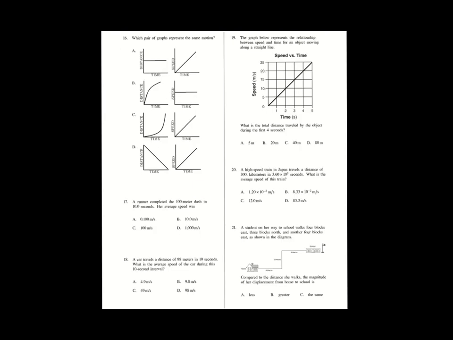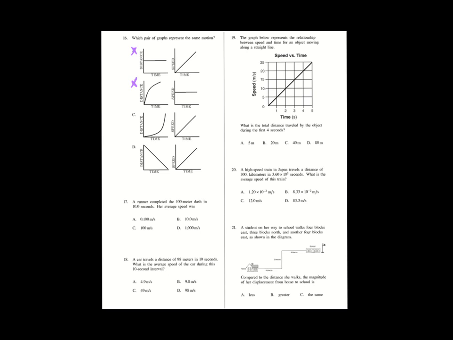Alright, number 16, which paragraphs represent the same motion? So again, we have distance versus time on the left and speed versus time on the right. Keep in mind, once again, that these are not going to represent the same shape, even though these are the same motions with different types of graphs. Alright, so choice A, we could rule out because distance is not changing, whereas speed is changing. Choice B, we see a curve, but the speed is constant on the right graph. That's wrong.